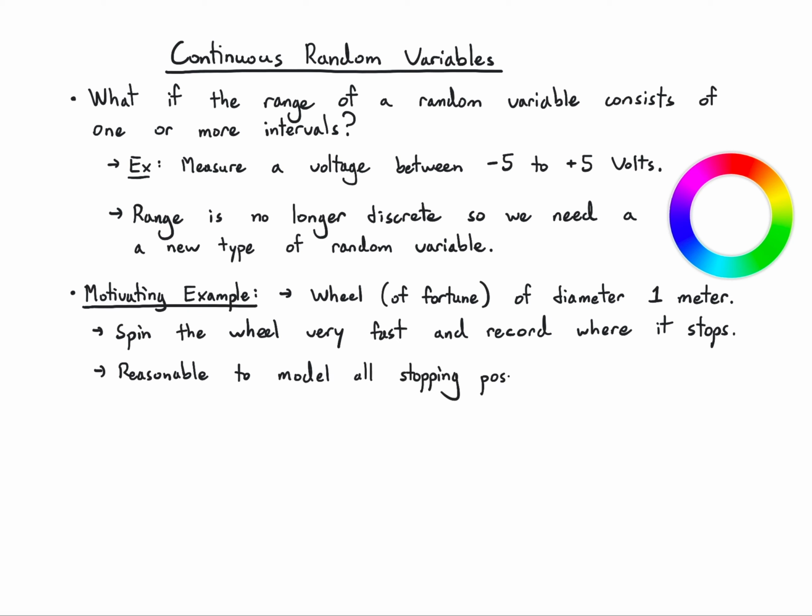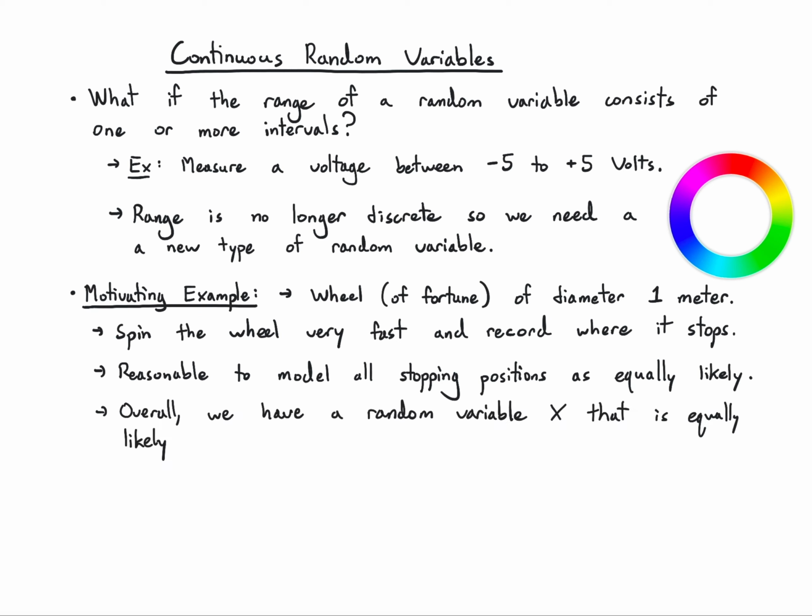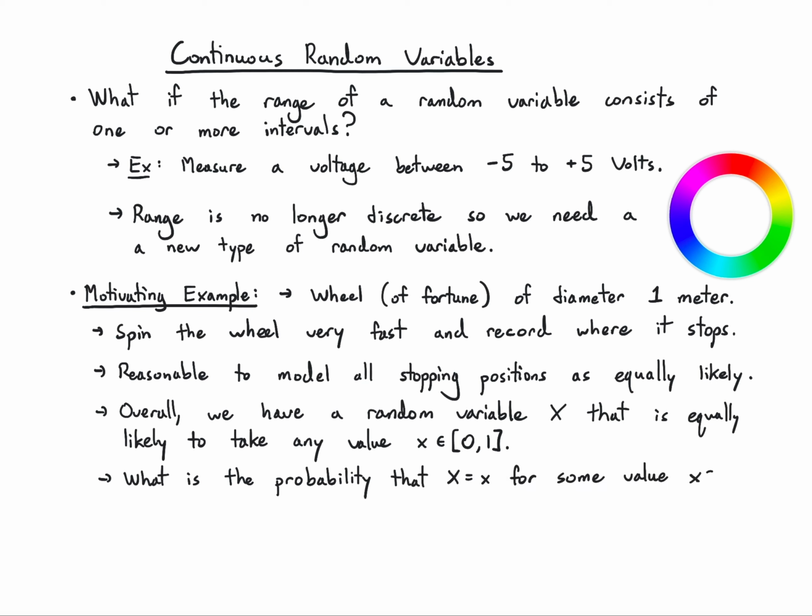So here it is, it's spinning, and I record where it stops. If it's spinning very, very fast for a long time, it's reasonable to say all stopping positions are equally likely. And so overall, we have a random variable, x, that is likely to take any value on the interval 0, 1. So what is the probability that x should be equal to little x for some value in this interval? Intuitively, this needs to be 0. I shouldn't be able to pick any particular value and expect to see anything other than 0 probability.